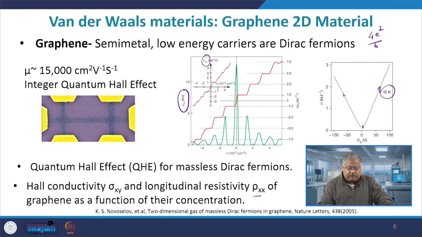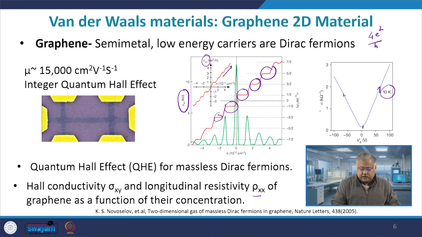Then what we find is that for higher values of n, which is the number of particles per centimeter square, the sigma value goes on increasing. However, there are local areas where you will see that the rho xx value becomes constant at a certain value and then suddenly rises. This has to do with the confinement of the electrons in the 2D materials.